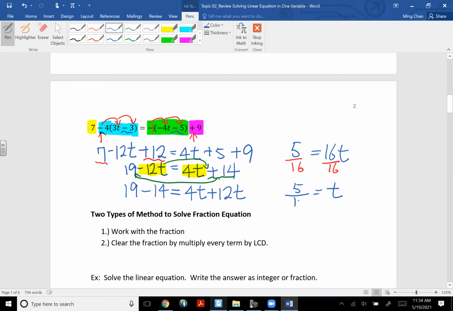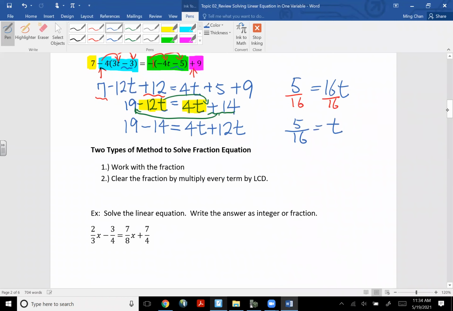All right, let's take a look at equations involving with fractions. So there are two different ways we can solve this. One of them is work with the fractions. Okay, fraction equation, you can work with the fraction. You can go through the arithmetic of adding, subtracting, multiplying, divide. Or the second way is called clear the fraction by multiply every term by the LCD. What that does is cancel out the denominator. It made all the denominator become 1. Okay. So when all the denominator become 1, all you end up with is integers. Okay. Makes it easier to solve.